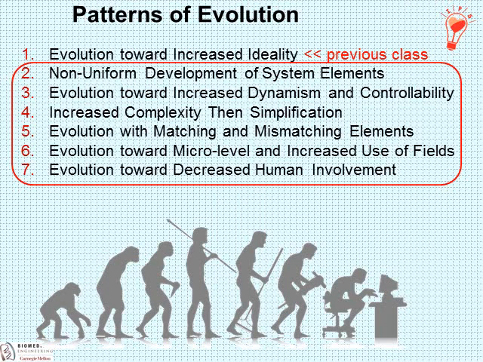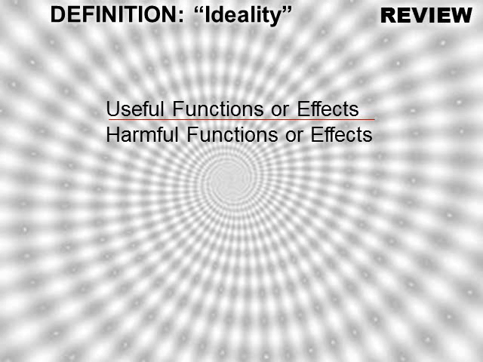Okay, so that leads us to these patterns of evolution. I'll point out that there are a number of different versions of this. This is one of the intermediate and kind of more manageable list of patterns of evolution. We covered the first pattern in the second class, evolution towards increasing ideality. We did not cover in any detail the following 6: non-uniform development of system elements, evolution towards increased dynamism and controllability, etc. But we're going to go into those right now.